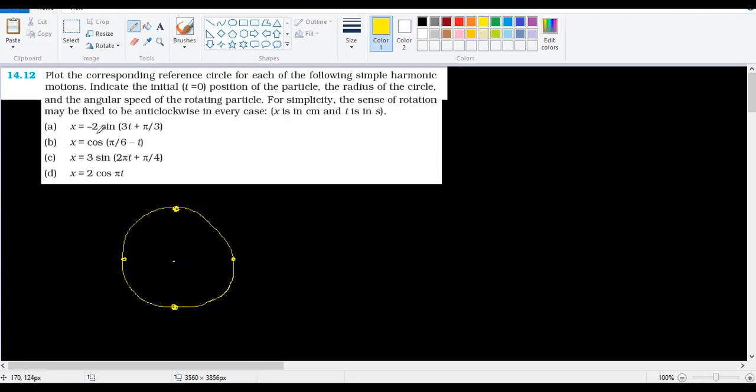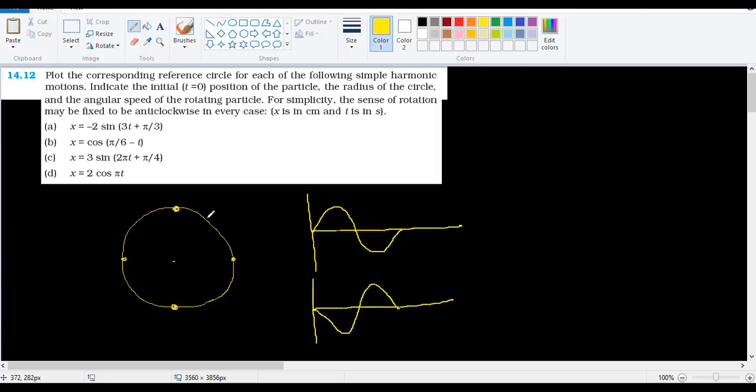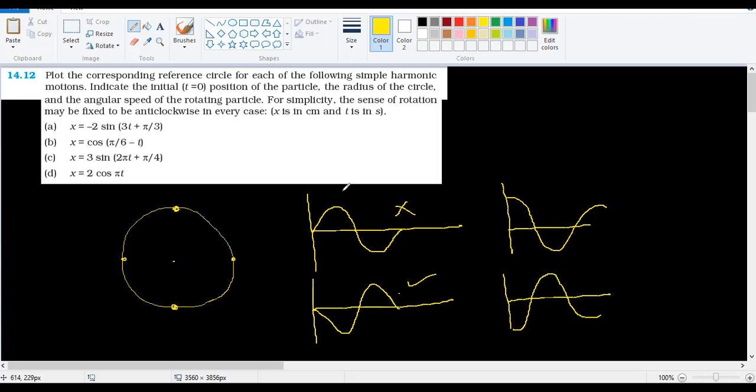And then it says x is equal to minus 2 sine this thing. So that means the sine curve will look something like this. But the minus sine curve will look something like this. That means it's not this one, it is this one. Okay. Cos means it will start like this. Minus cos means it will start like this. So it means since you have sine, I have to choose between these two things. And since it is minus, I have to choose this one. So it's not this, it's not this.